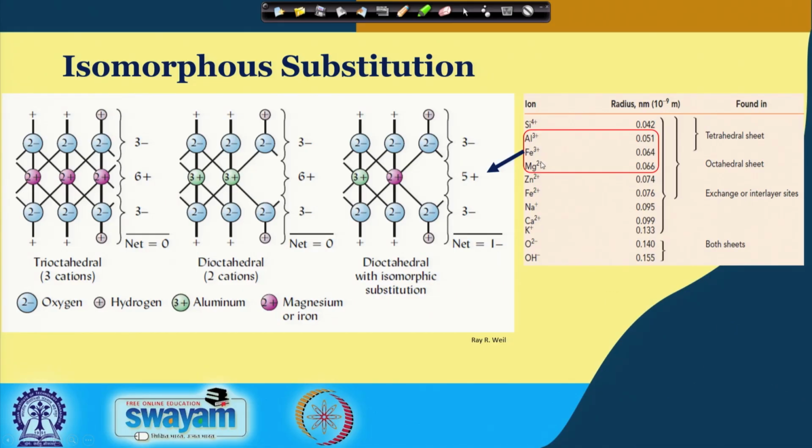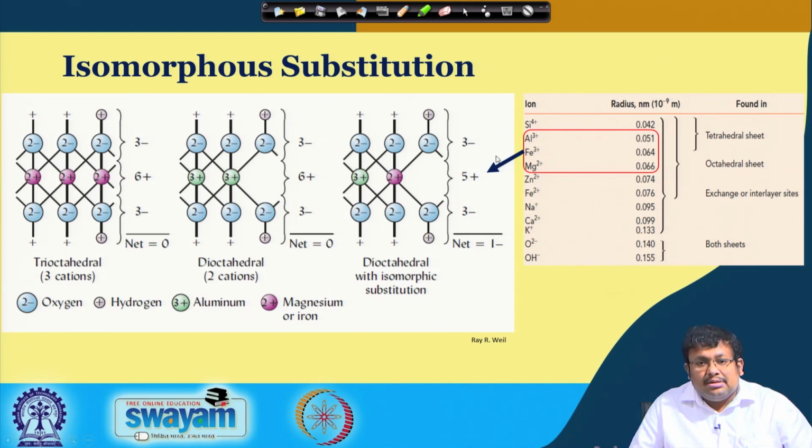Why are we getting this substitution? Because you can see here aluminum and iron and magnesium have almost similar radius. So, this is called isomorphous substitution, and isomorphous substitution is the reason behind producing the negative charge in the clay mineral, and that is why clay mineral is very reactive.